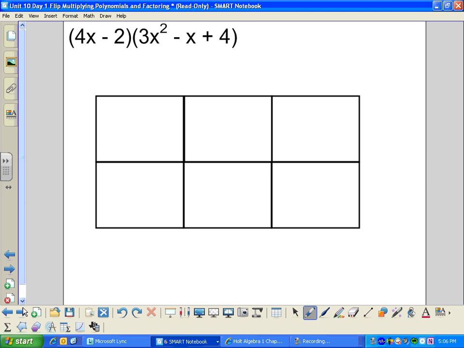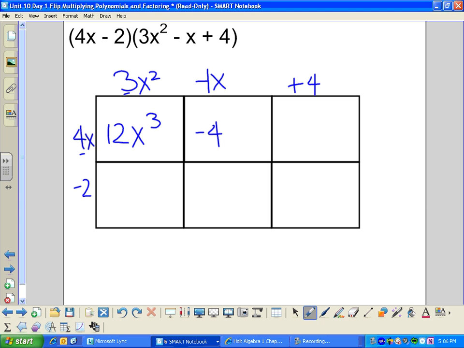All right, let's try this one. I've got 4x minus 2, 3x squared minus x plus 4. Let's multiply the row and column. So this will give me 12x to the third. Remember, this is like minus 1. 4 times negative 1 is negative 4. And x times x is x squared. Negative 4x squared will be 16x.